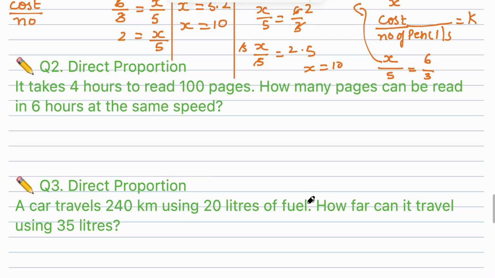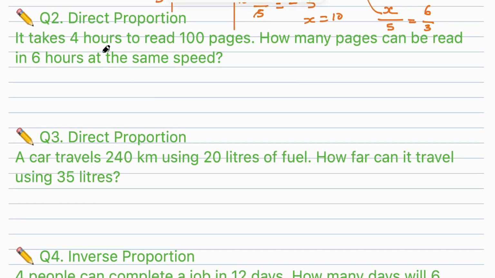Now let's come to the next question. Again, it takes 4 hours to read 100 pages. How many pages can be read in 6 hours at the same speed? So let's do it with the equal ratio method. Let's do pages in the numerator and hours in the denominator. So if there are 100 pages, number of hours are 4, is equal to, now we have to calculate pages, which is the numerator. So let's say this is x. We have to do it for 6.